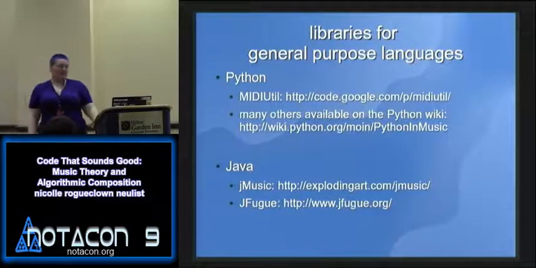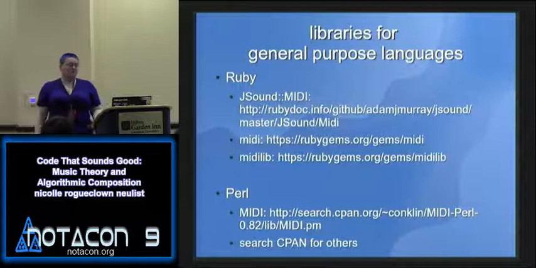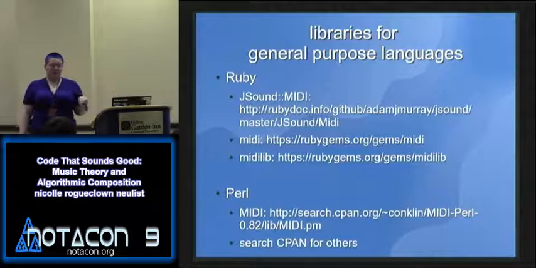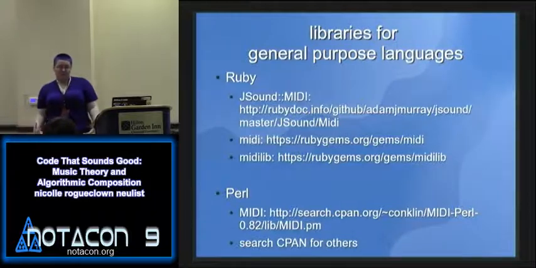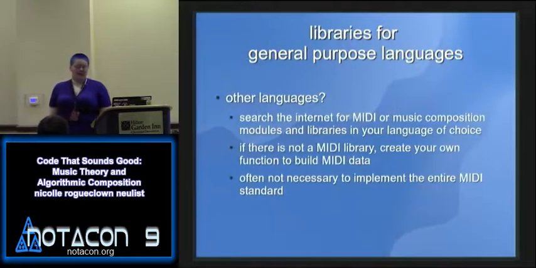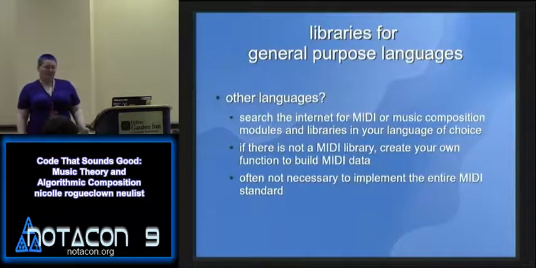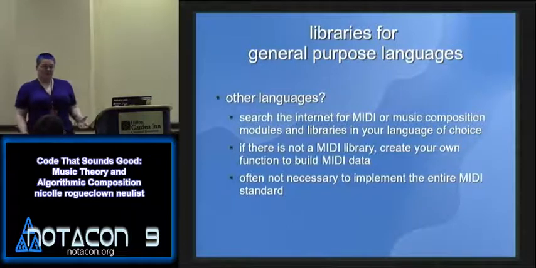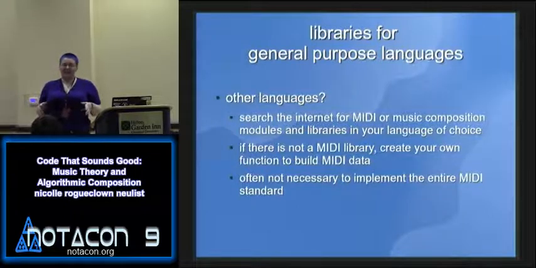Java has a couple of libraries, JMusic and JFugue. Ruby has a bunch, like JSON MIDI and MIDI lib. Perl MIDI is the main one and the one that I saw most often in Perl, but there are a few others, and if you're a Perl monk, you can search around CPAN to find what you like. CPAN being the Comprehensive Perl Archive Network. I played around a little bit with that, but I'm more of a Python girl than a Perl girl. And again, for other languages, seriously, Google is your friend. You will probably find one. And if you don't, then it's really not all that hard to write your own.